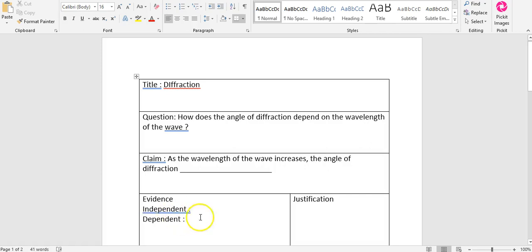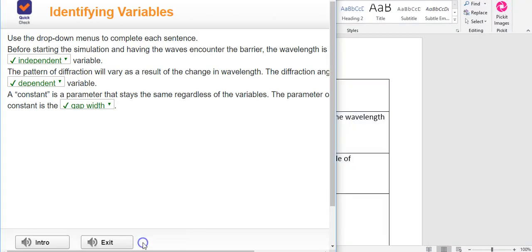The one that you are going to manipulate is your independent variable, and because you want to see as you increase the wavelength what happens to the angle, wavelength becomes your independent variable and your dependent becomes your angle of diffraction. So that means you have to go back to the simulation and collect data about this. So let's go back to our simulation, which is right here.